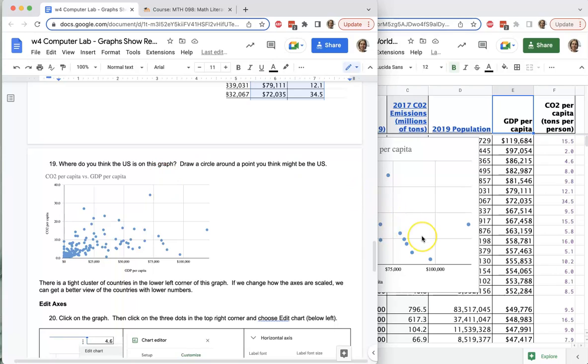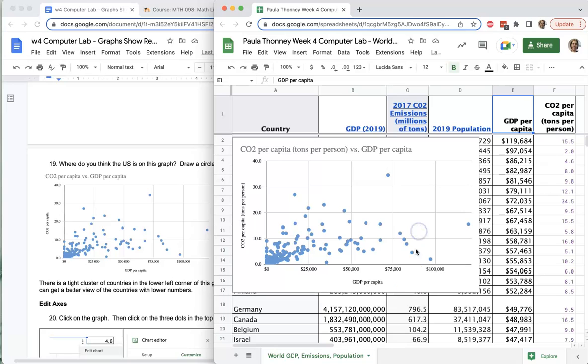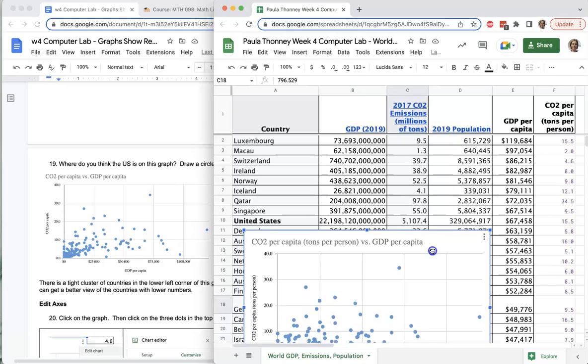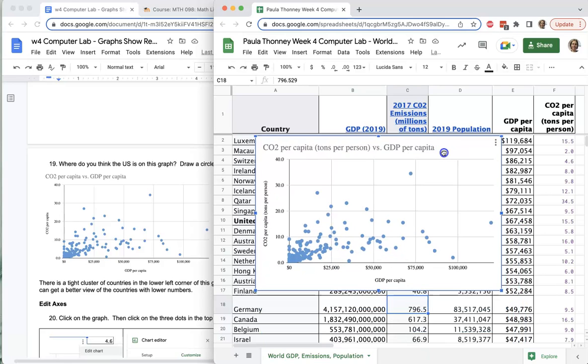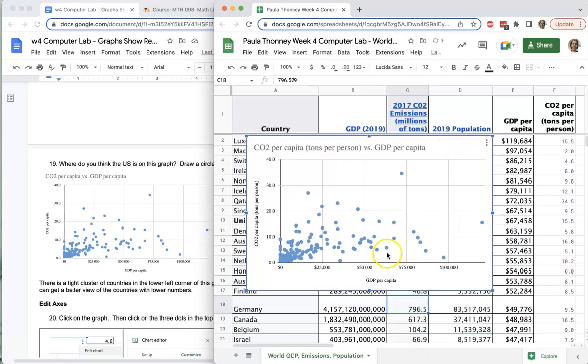Where do you think the US is on this graph? Well, if we go back to our data, let's move this for a moment. The US has 67,000 for our GDP per capita and 15.5. So 67,000 would put us about here. That's not us. We're a little higher. Here we are. That's our dot. 67,000 and 15.5.